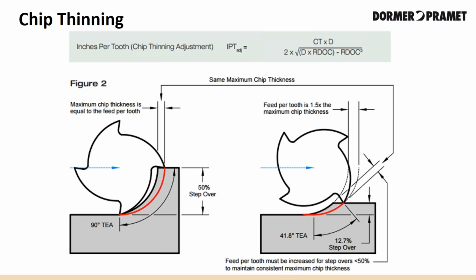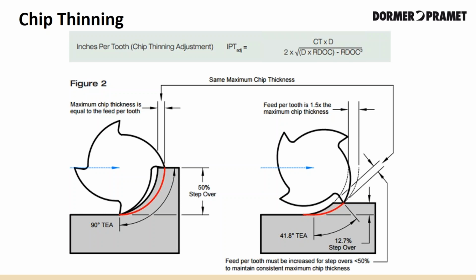In this picture, in order to keep a constant chip thickness, we adjusted the feed rate for varying depth of cuts. We can use the formula shown up above. The D is equal to tool diameter, IPT is the feed rate, CT is the chip thickness that you would like to use, RDOC is the radial depth of cut.